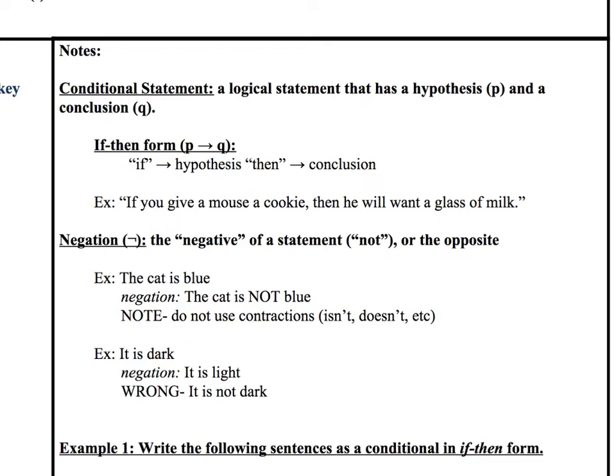A conditional statement is a logical statement that has a hypothesis, which we usually call P, and a conclusion, Q. Oftentimes we write this in if-then form, which is what I made you do yesterday. If the hypothesis, then the conclusion. So if P, then Q.